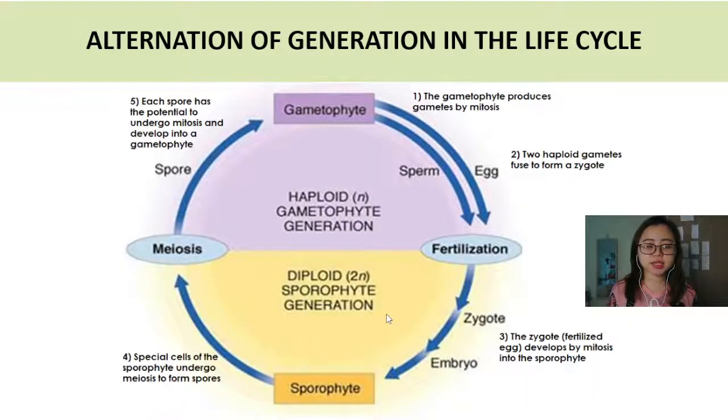Okay, again, this is more or less the same diagram, but made more simple. We started with the fertilization between sperm and egg that will produce a zygote. A zygote will become embryo. Embryo will become sporophyte. Okay, and then when it's sporophyte, after some time, it's going to mature. It's going to undergo meiosis to produce spores. Spores will turn into gametophytes. Gametophytes become sperm and egg, and then continue the cycle.